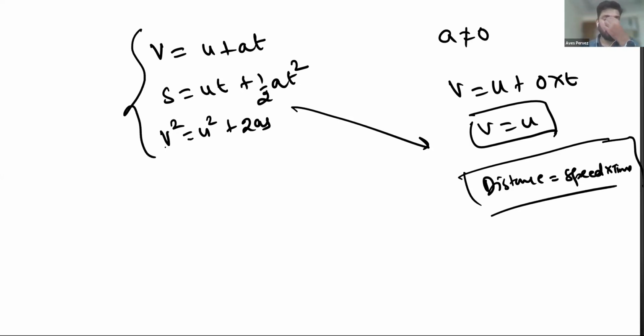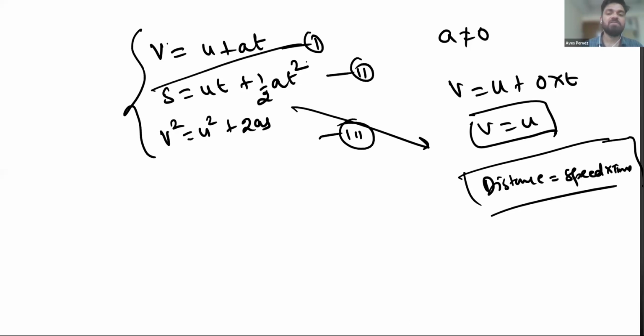Now the thing is, how can we predict in which question we are going to use the first, the second or the third equation? You know that u and a are common in all equations. Now here v and t are present, but in this equation v is not here. In this equation s is not there. And in this equation both v and s are there, but t is not here.